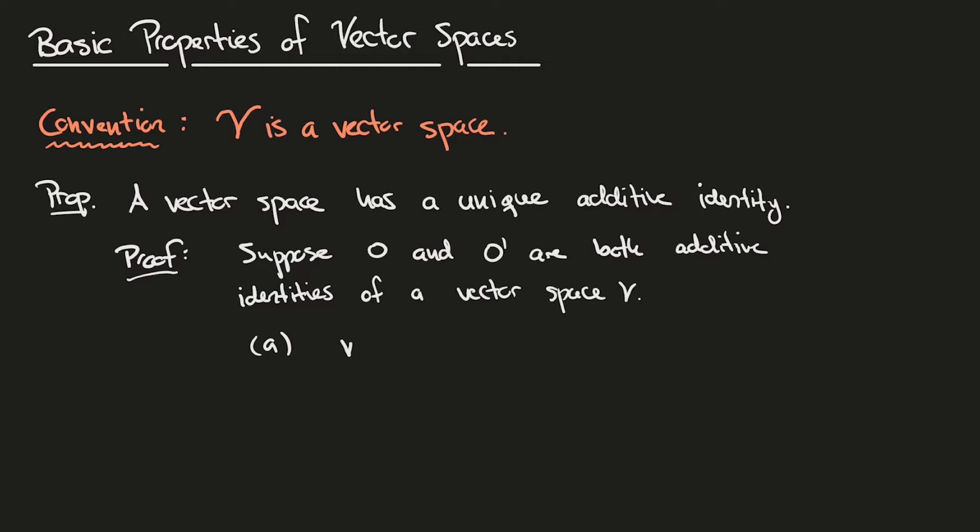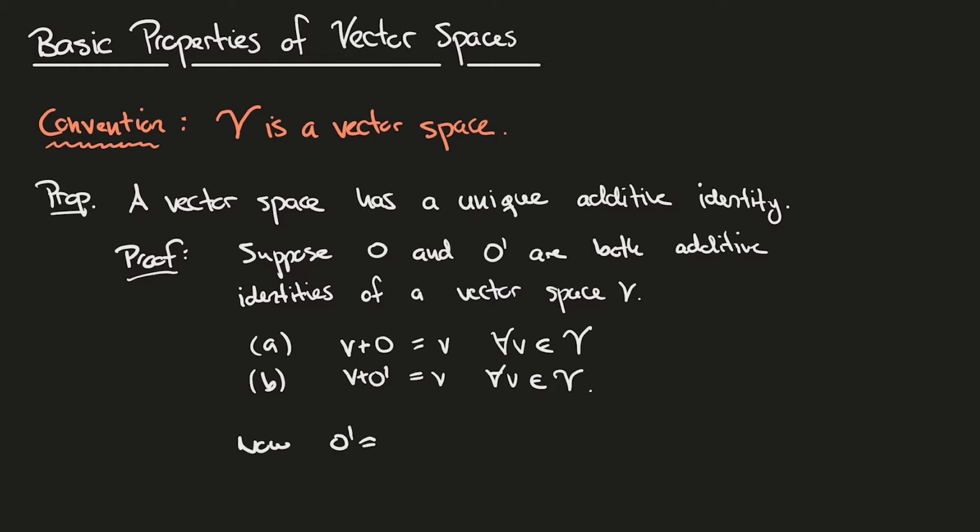First, v plus 0 is equal to v for all elements v in the vector space V, and this is because 0 is an additive identity. (A) And second, v plus 0 prime is also equal to v for all elements v in V. (B) But now, 0 prime is equal to 0 prime plus 0 by the property in A. This is because 0 prime is an element of the vector space, so if we add the element 0 to 0 prime, we get back 0 prime.